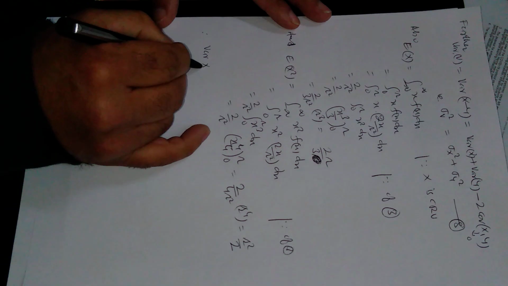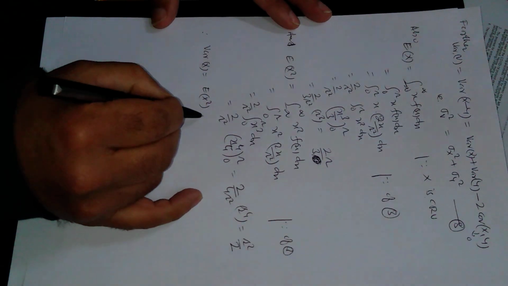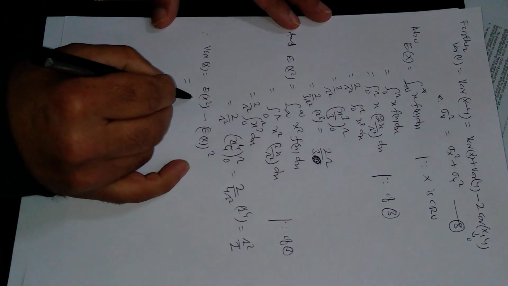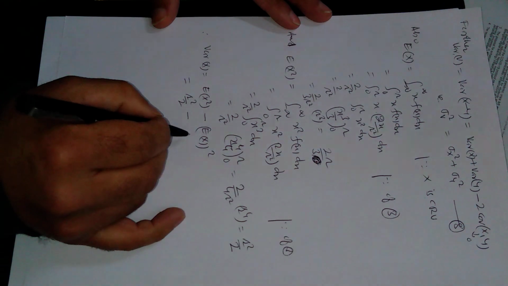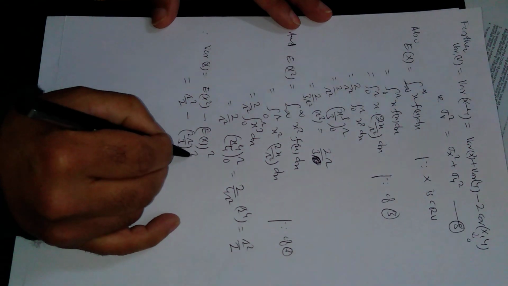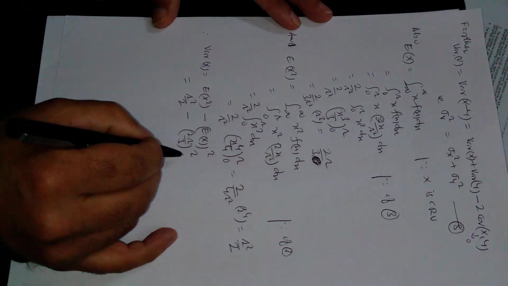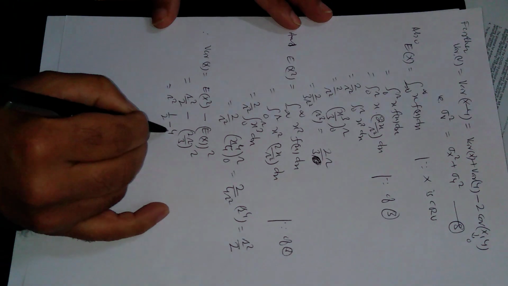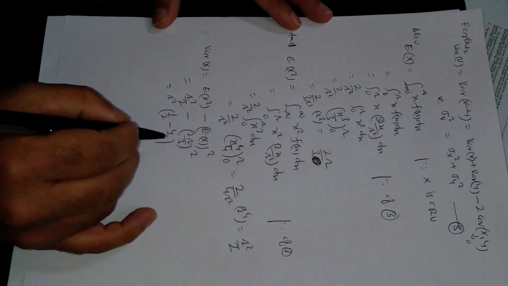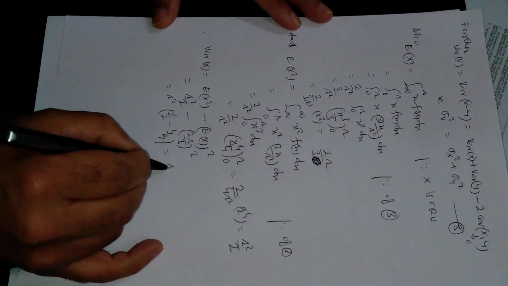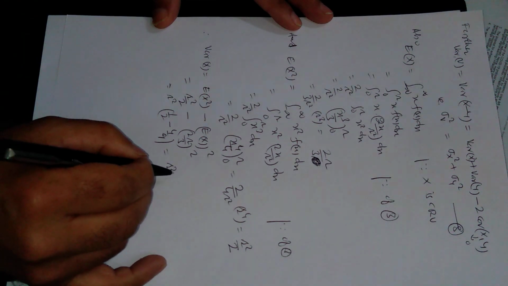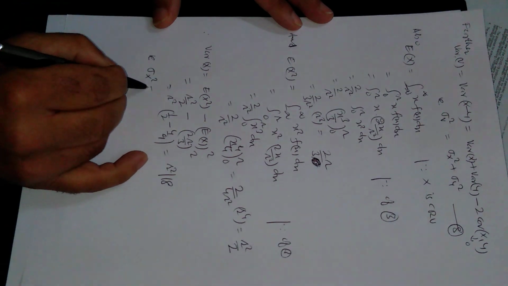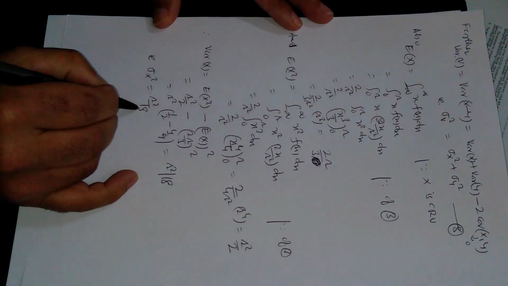Therefore variance of x will be E of x square minus E of x whole square. E of x square is r square upon 2, and E of x is 2r upon 3, whole square. R square is common, so this is 1 by 2 minus 4 upon 9, which on simplification comes out to be r square divided by 18. That is variance of x, sigma x square, is r square upon 18.